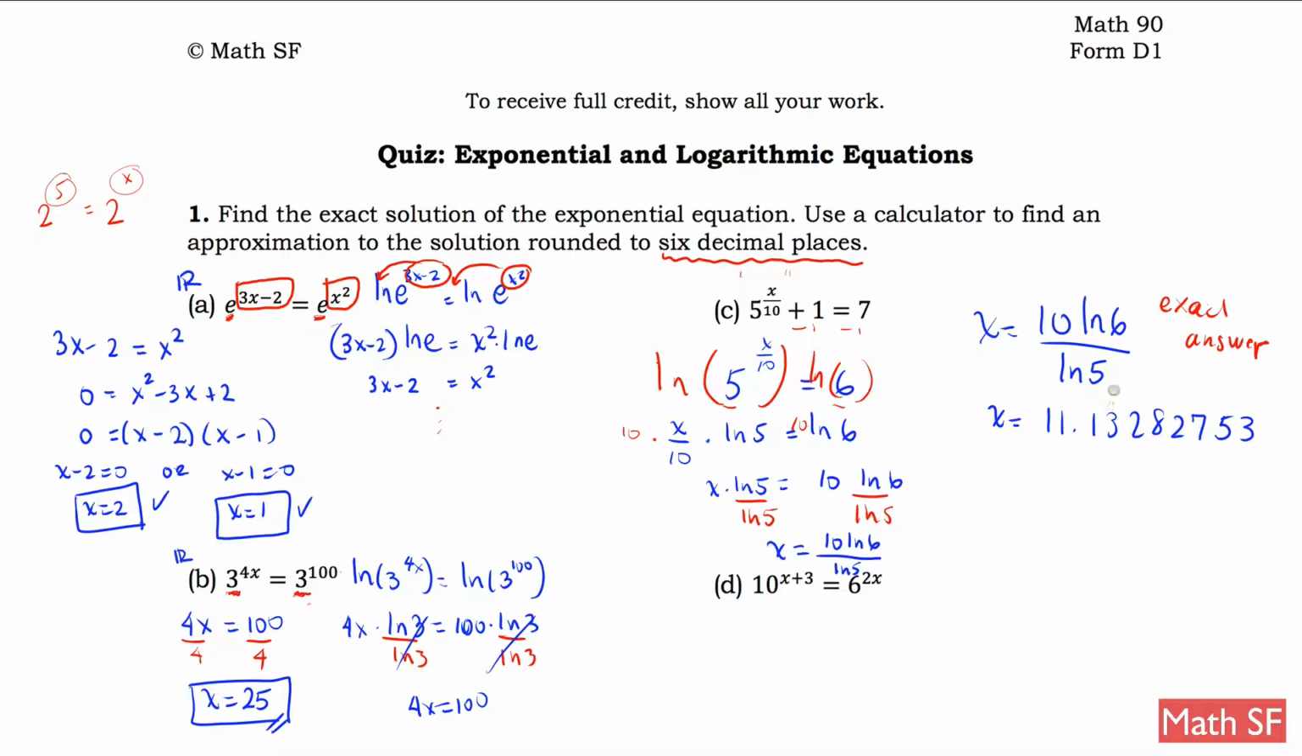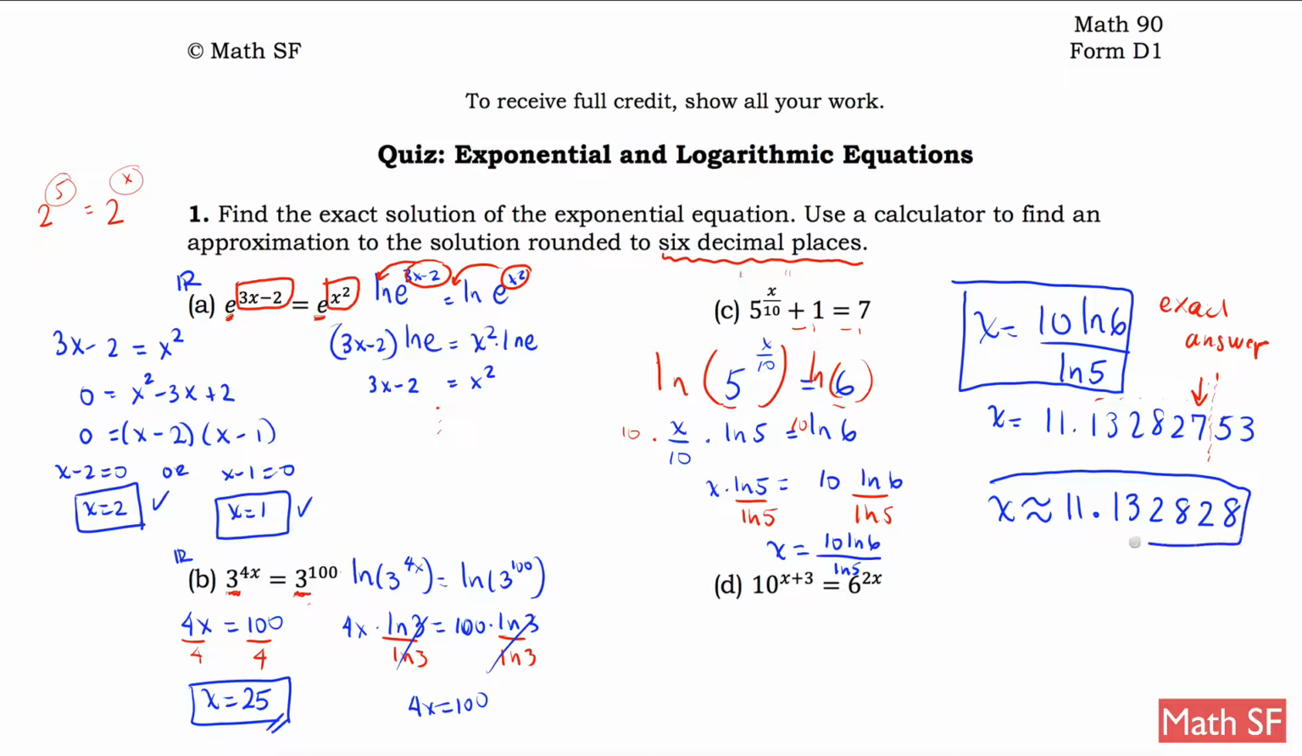So if they want up to 6 decimal places, what I need to do is count 1, 2, 3, 4, 5, 6 up to here. So I'm going to round it. If I'm rounding, x is approximately 11.132828. That should be your approximate answer. So this is the exact answer here, and this is your approximated answer. So let's do the next problem.